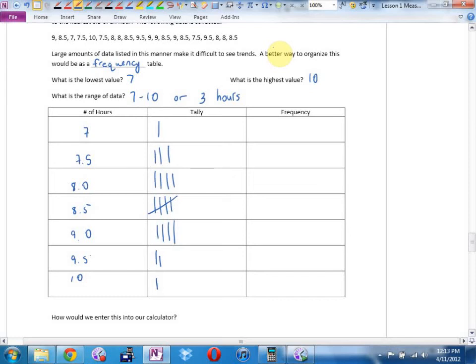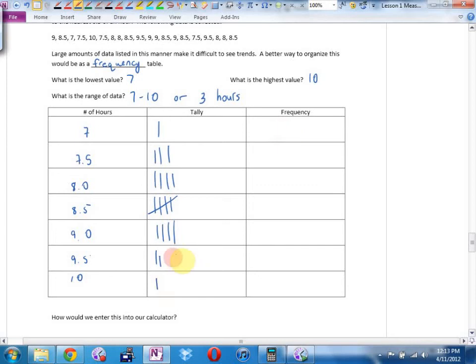Oh, Nicole, how many pieces of data were there? Read what you read at the very beginning. How many students were surveyed? 20. So, you know what? 1 plus 3 is 4, 8, 13, 17, 18, 19, 20. I got them all. Quick way to check: add up your tally. It should equal the number of pieces of data.